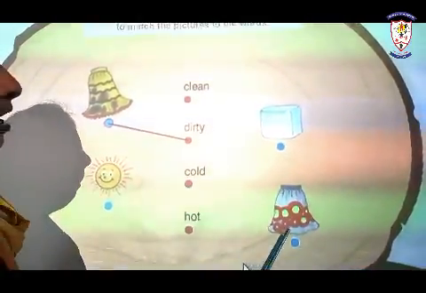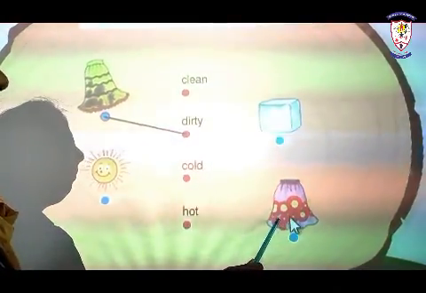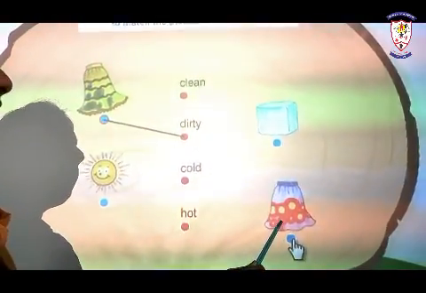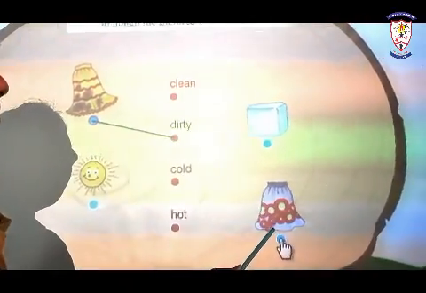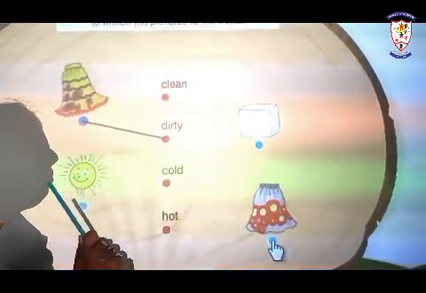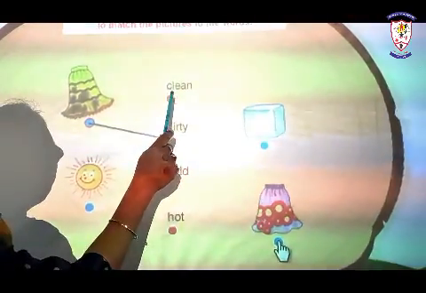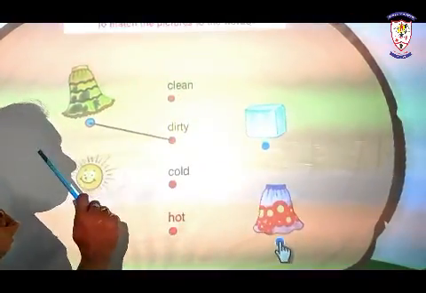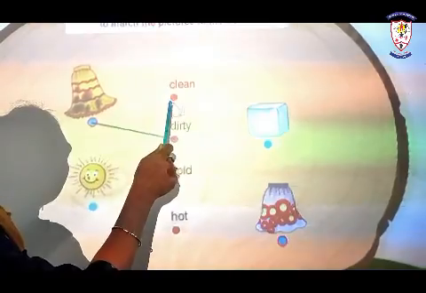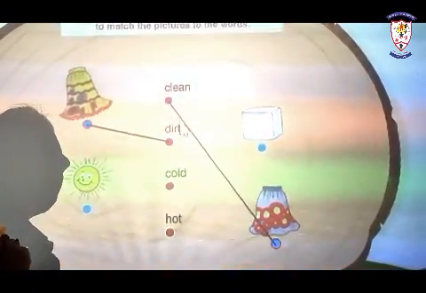Okay, now look at this skirt. This skirt is very clean. So we have to match it with the word clean. C L E A N, clean. So we have to match like this.